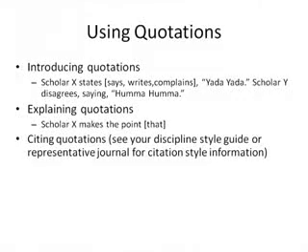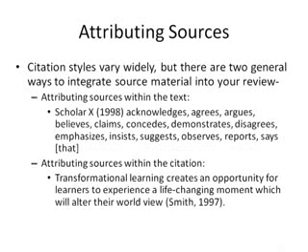Okay? If you use quotations, a lot of you won't be using quotations. But if you do use quotations, here are some really easy ways of attributing them. Scholar X states, says, writes, complains, and then the example, and then scholar Y disagrees, saying something else. You can also go back to that list of verbs and put any of those verbs in there that are appropriate. You definitely don't want to throw a quotation out there and let the reader interpret it.